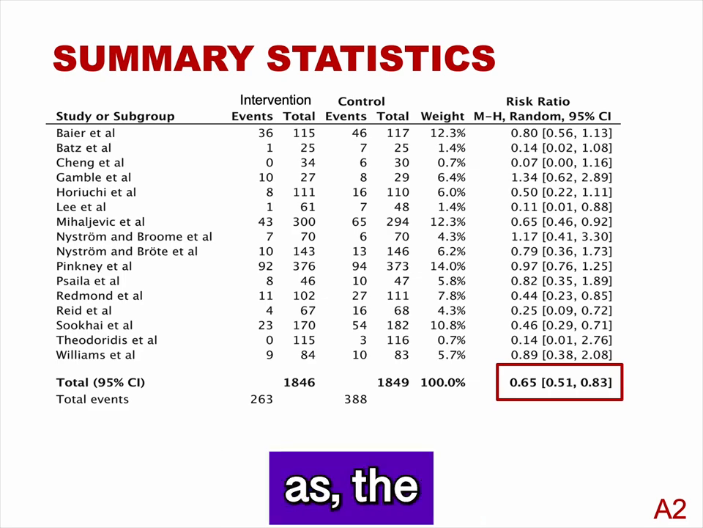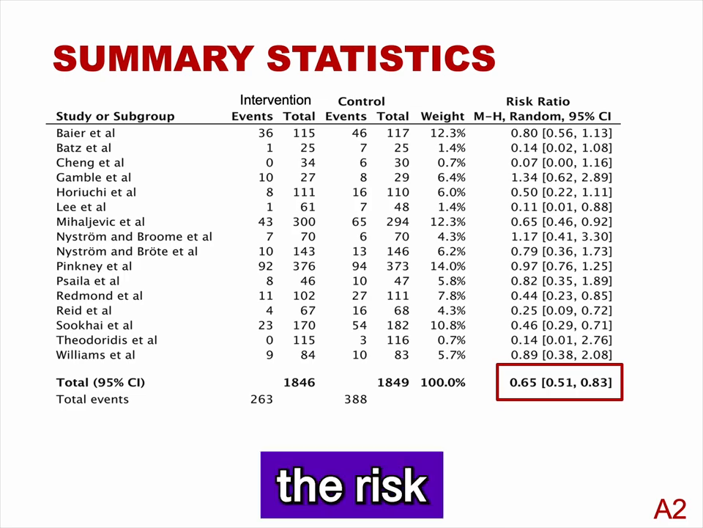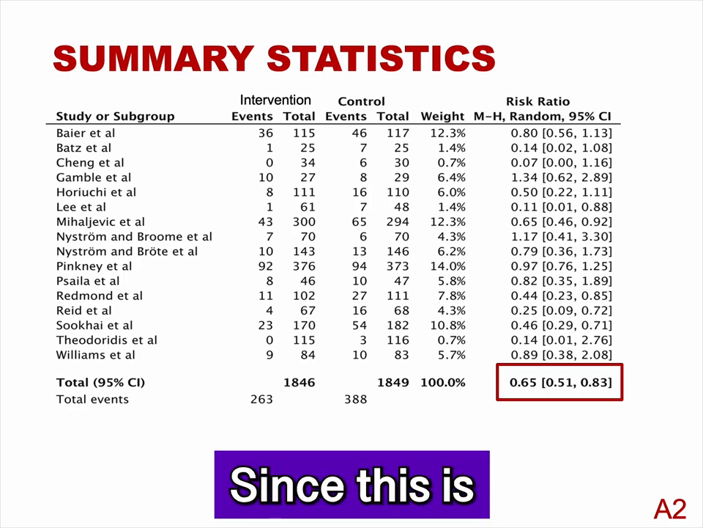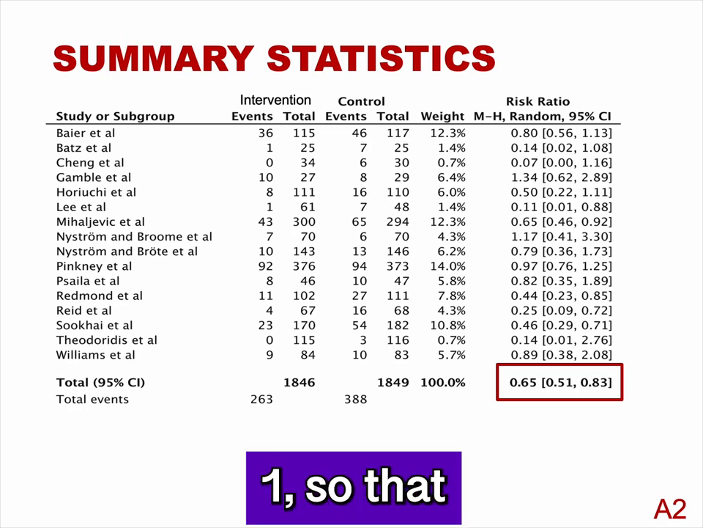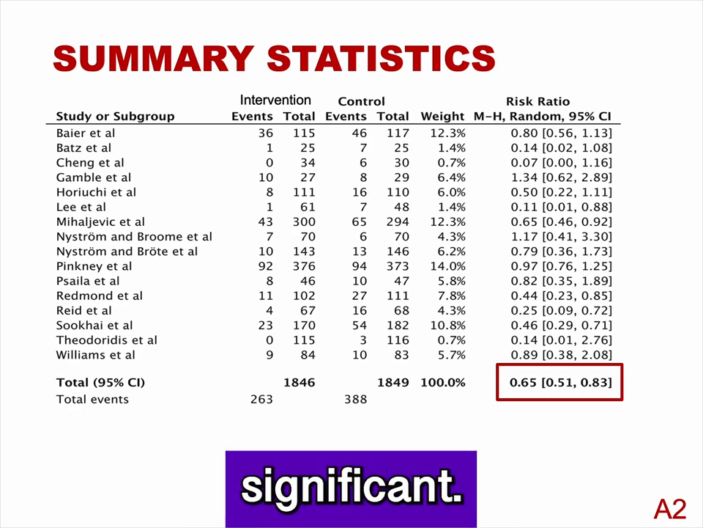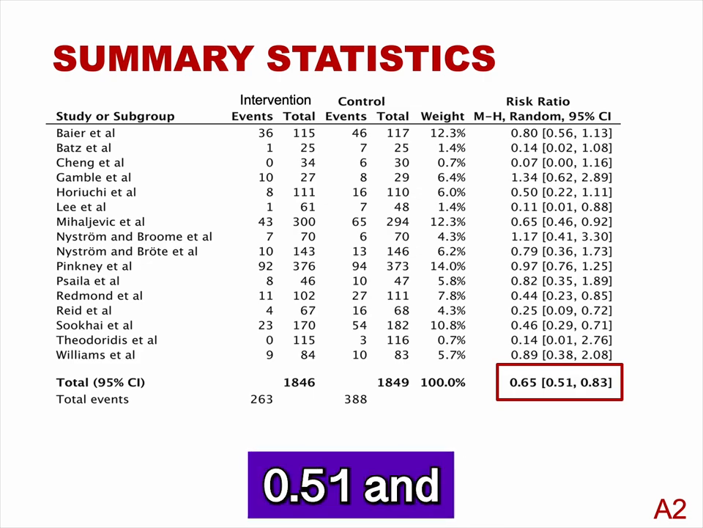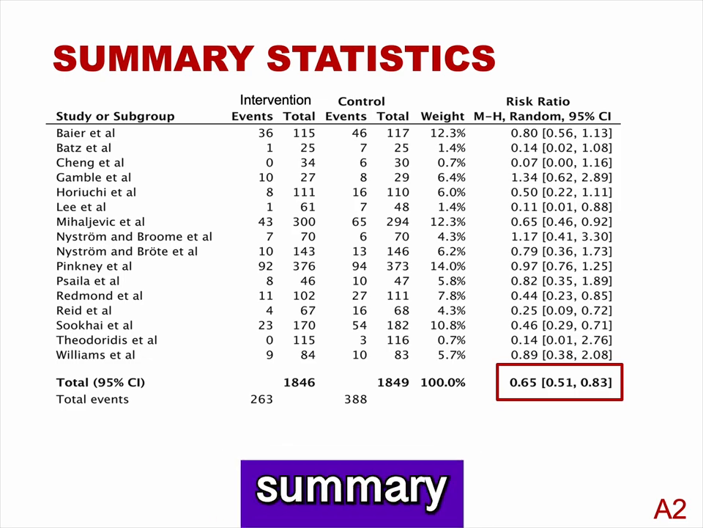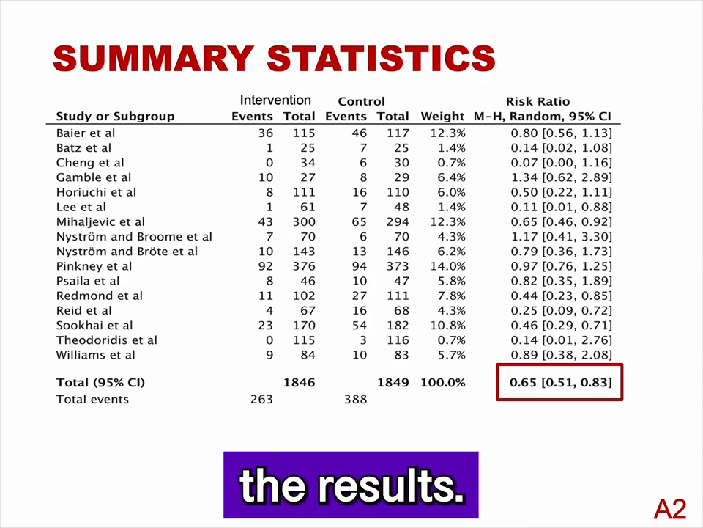This can be interpreted as the risk of the outcome in the intervention group is 0.65 times the risk of the outcome in the control group. Since this is a ratio, a risk ratio of 1 would indicate no difference. The 95% confidence interval does not include 1, so the difference is statistically significant. You can be 95% confident that the true summary statistic falls between 0.51 and 0.83. The last question, how precise are the results, refers to the width of the confidence interval around the summary statistic. The narrower the confidence interval, the more precise the results.